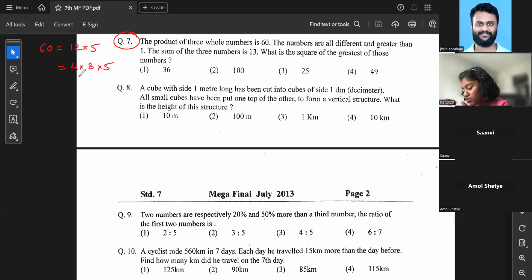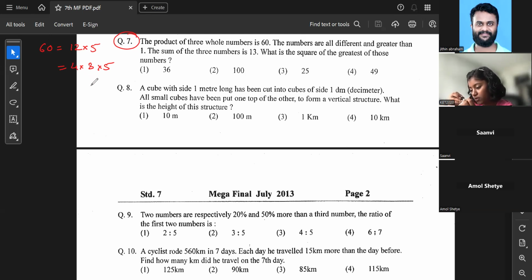Now, will this work? Yes, I know it won't work. I'm going to explain why it won't work. What I was saying, 12 into 5. I'll first break this number into 12 into 5. Then I'll break this 12 into 4 and 3.